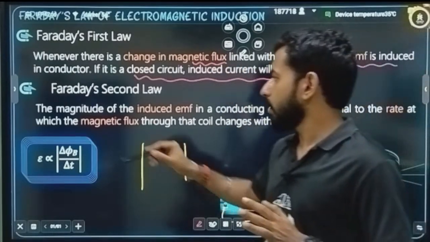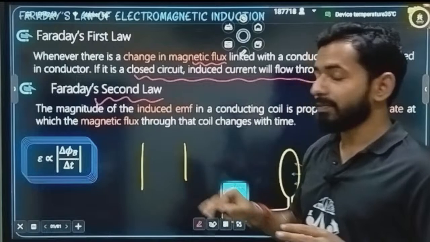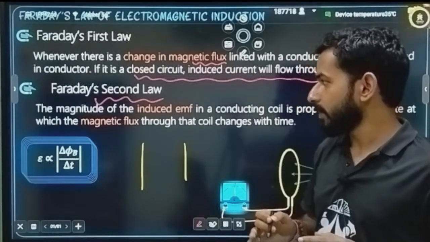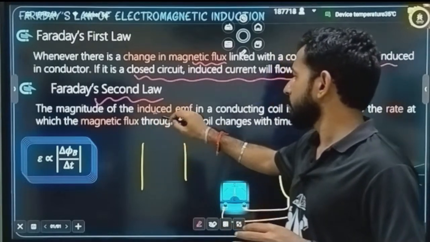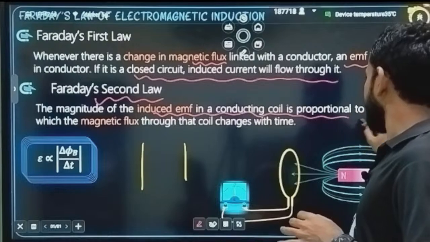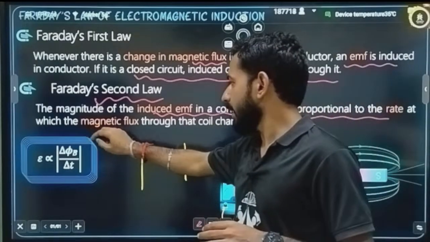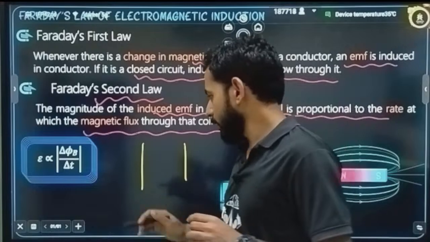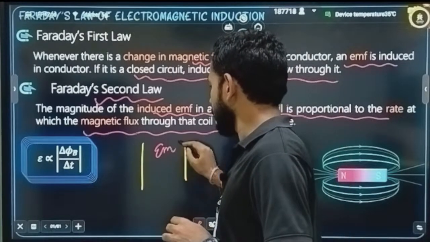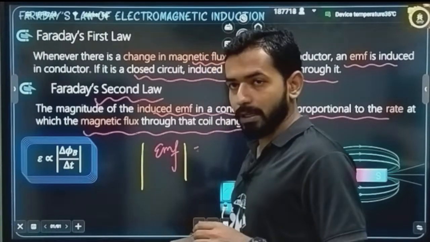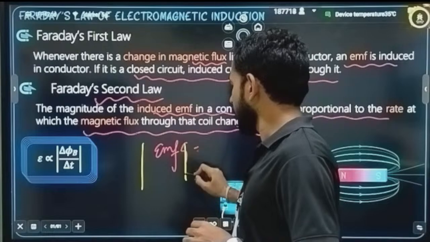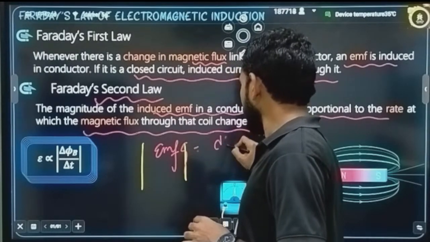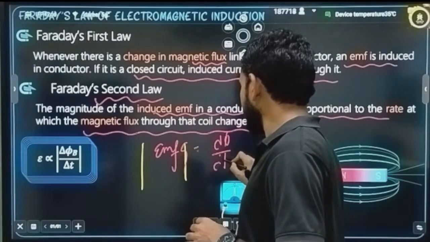Second thing, Faraday's second law. In this second law, he told you about the magnitude. What was the magnitude? The magnitude of induced EMF in a conducting coil is proportional to the rate at which magnetic flux through that coil is changing with time. In simple terms, the EMF that is getting induced is equal to mod of d phi by dt.